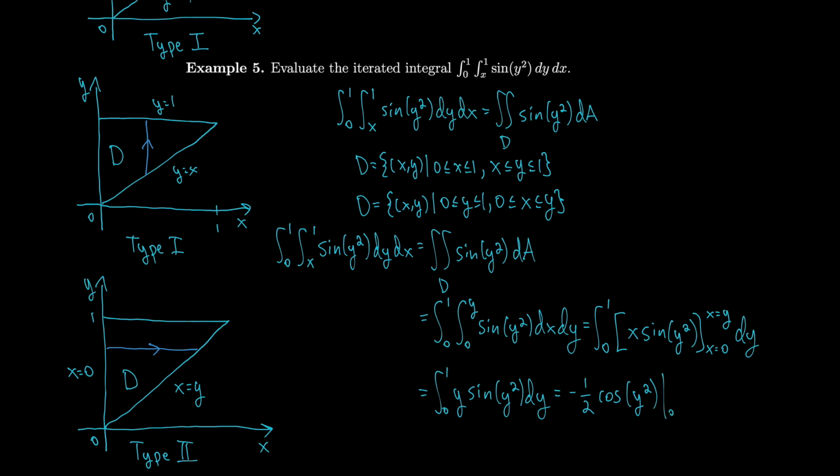Okay, and we evaluate that from 0 to 1. So that's just 1/2 times 1 minus the cosine of 1. Pretty cool. So that integral would have been super hard if it wasn't a double integral that we converted.